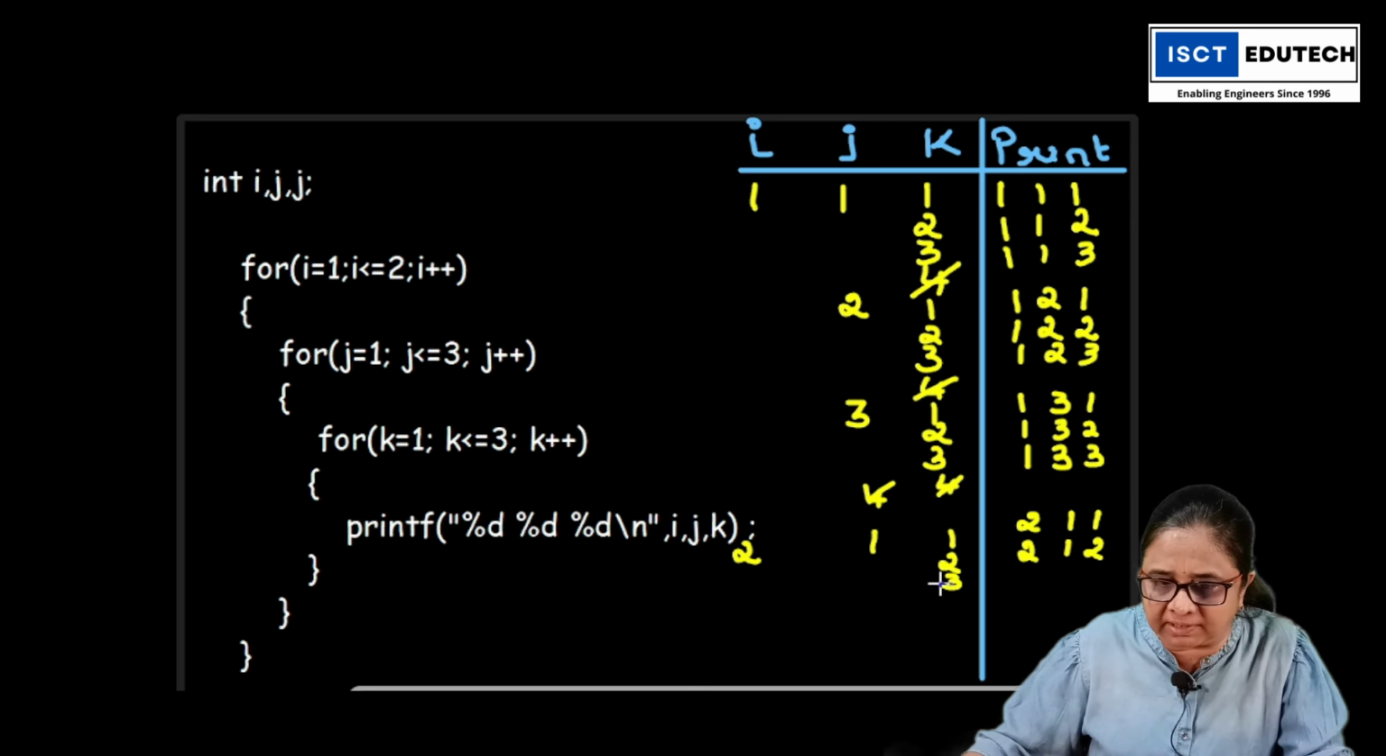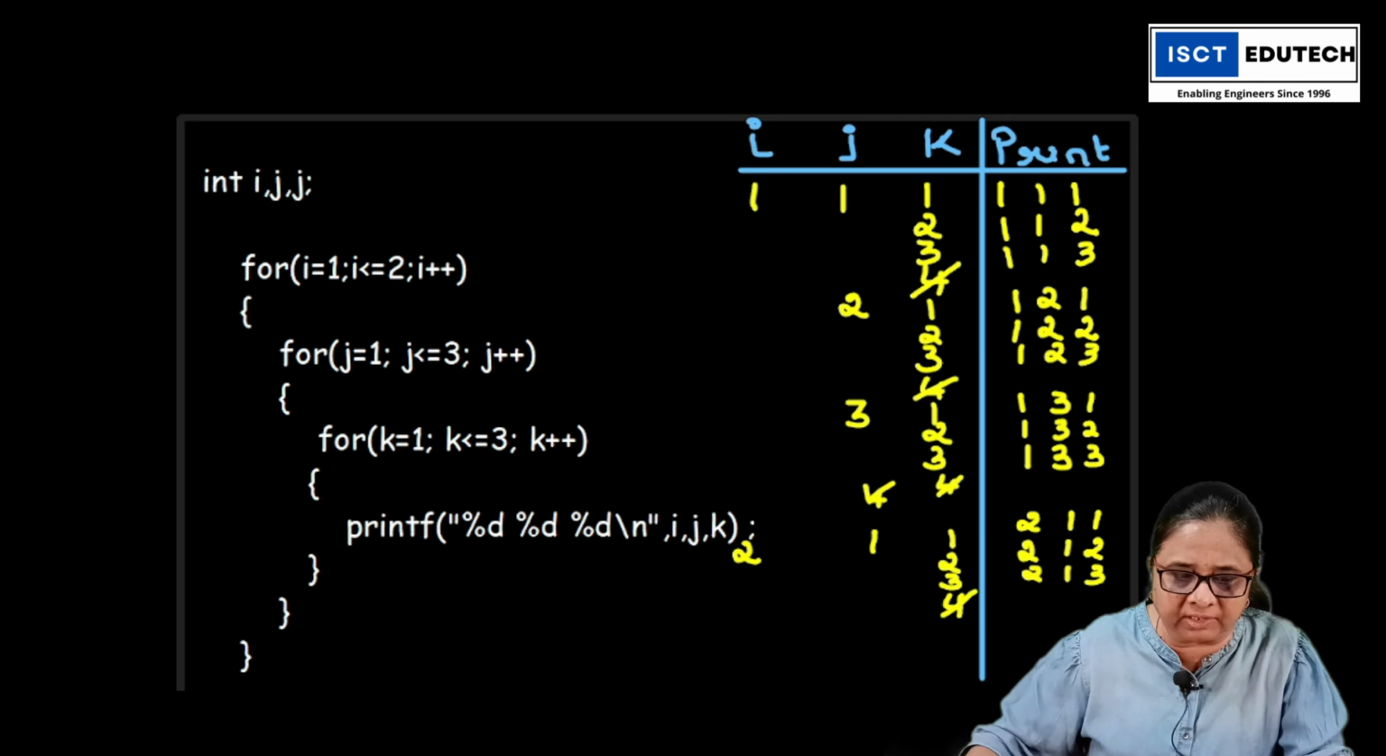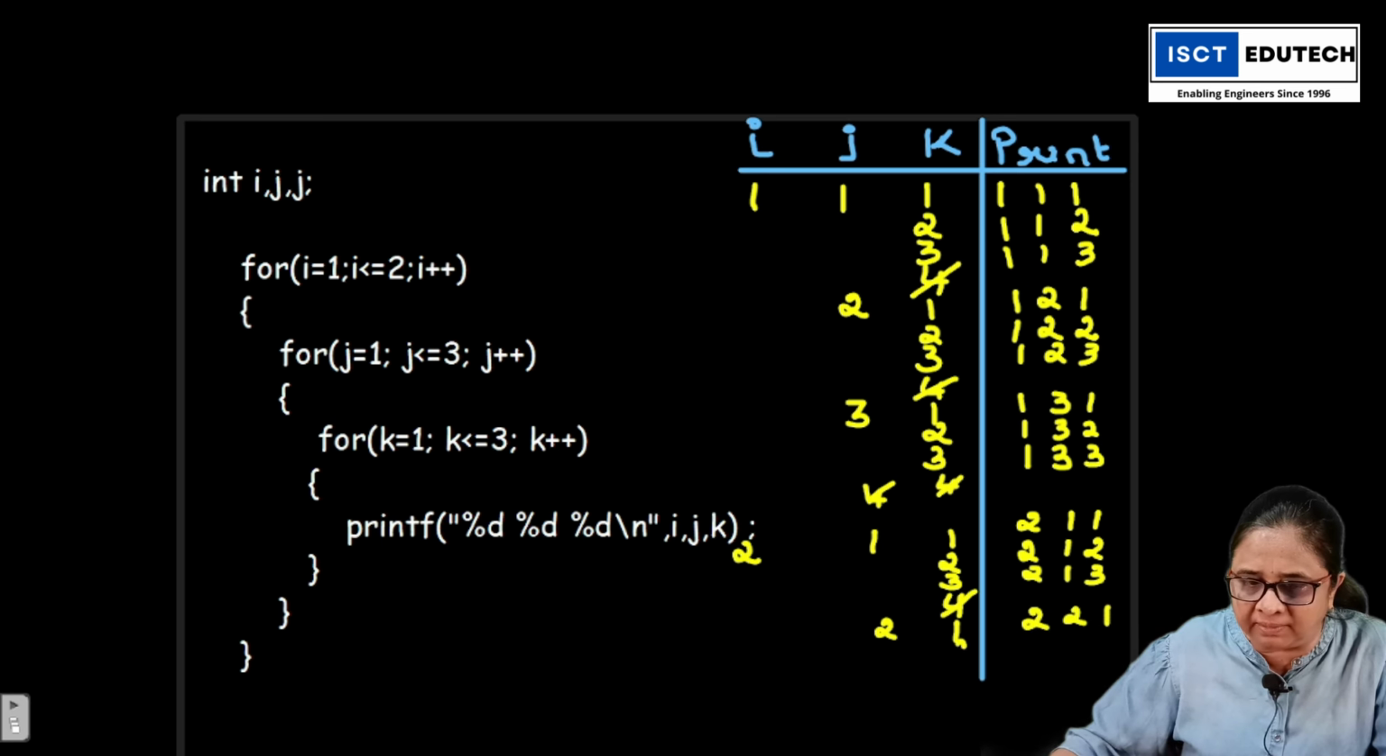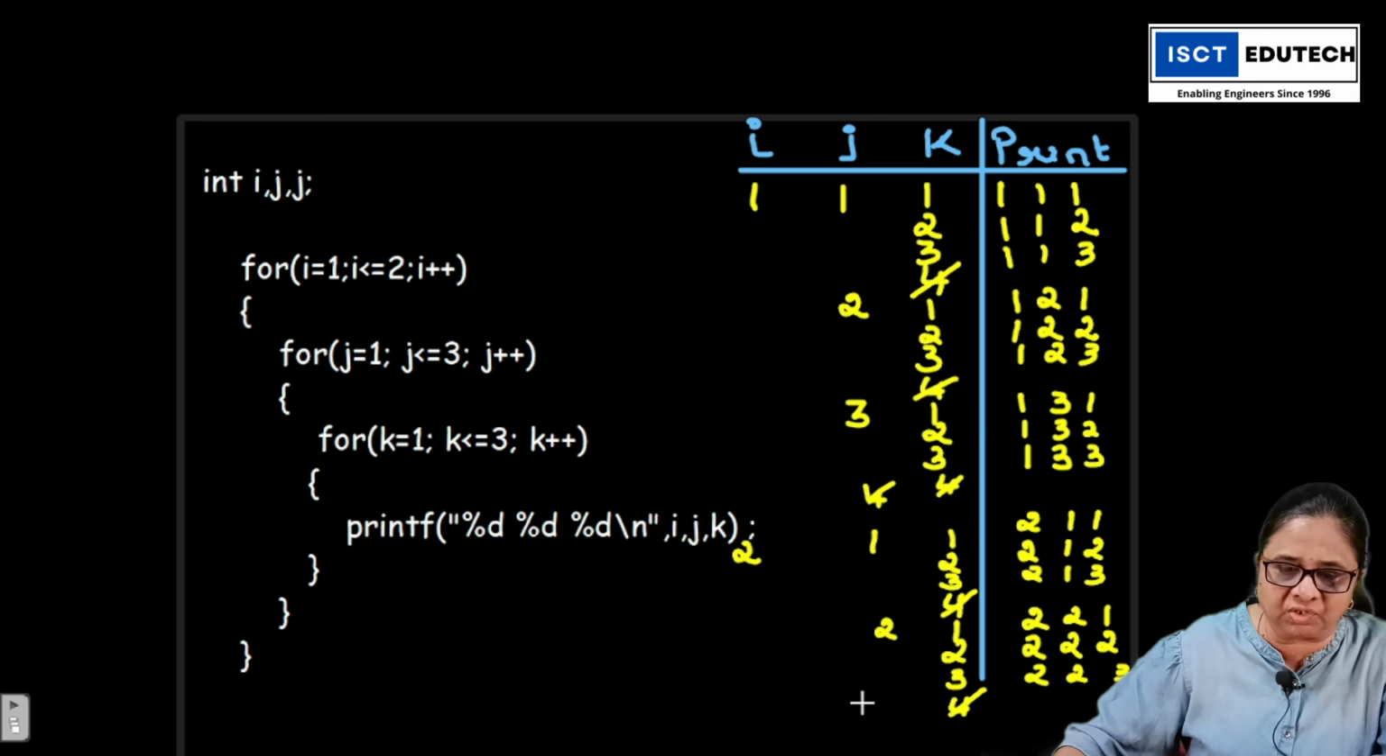Then again k plus plus. K becomes 3. 2, 1, 3. K becomes 4, which is false. Now k is completed, so it goes back to j. J becomes 2. Again comes down. K is 1. So this is 2, 2, 1. Only k changes. 2, 2, 2. K changes. 2, 2, 3. K becomes 4. False. So now again j changes.